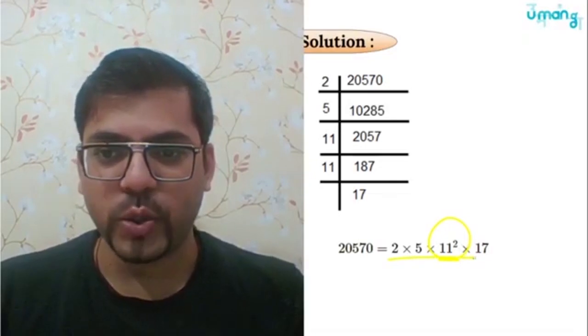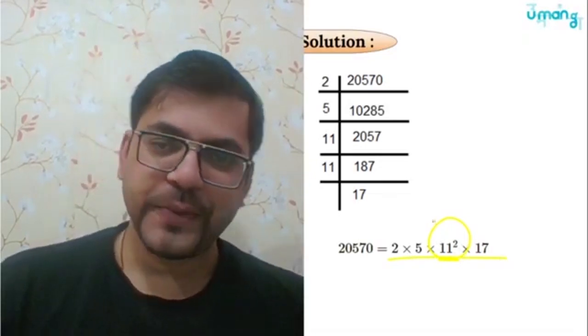2 into 5 into 11 square into 70. Okay. Chalo, let's move on to the next question. Warm up is done. A little tricky question which can be asked from you. Find the simplest form of 1095 upon 1168.